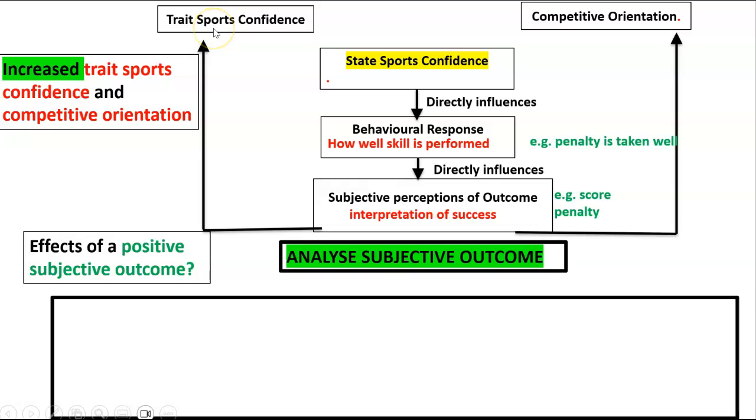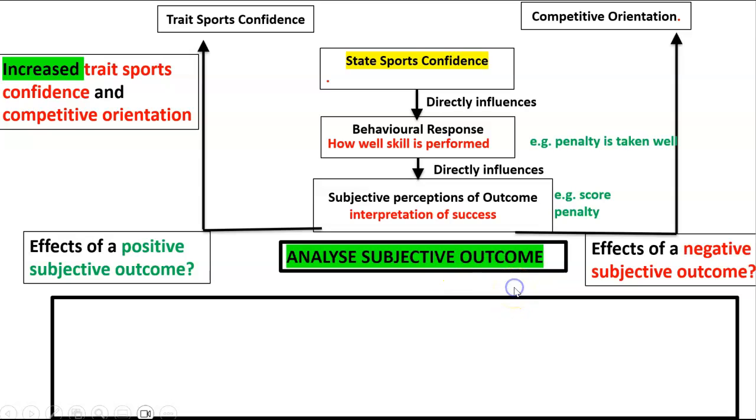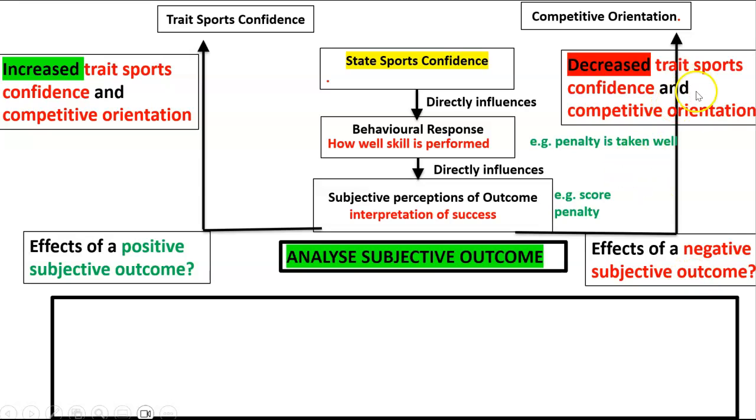What does that mean? So in future, you will have a higher level of innate, stable, enduring, consistent confidence across situations, and also you might be more willing to take a risk. Your competitive orientation increases. On the flip side to that, you could also have a negative subjective outcome, which would happen when you miss the penalty. So the effects of a negative perception of our outcome would be referring to this idea of decreasing our trait sports confidence and competitive orientation.